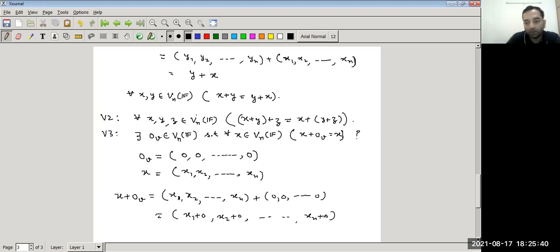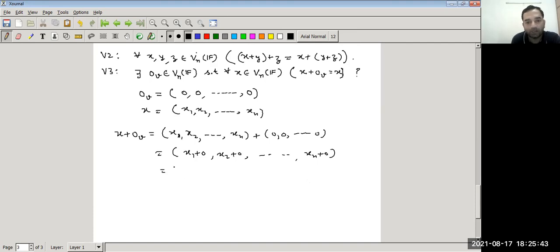Now what you observe here: x1 is a real number, 0 is a real number, it belongs to the field, and the sum of two real numbers is again a real number. So we can write x1 plus 0 is again x1, because 0 is the additive identity of real numbers. x2 plus 0 is again x2, because 0 is the additive identity. So this is nothing but x. So x plus 0_V is equal to x.